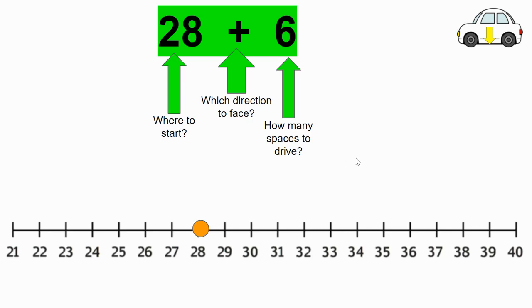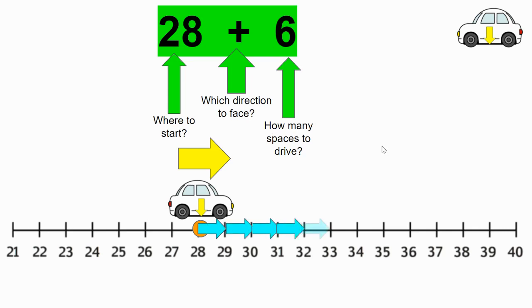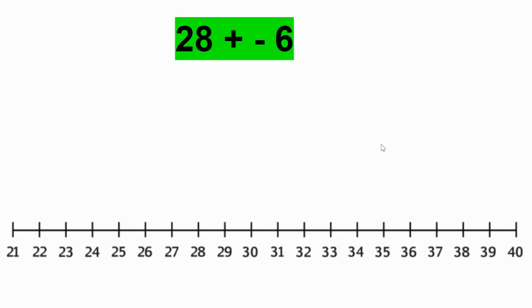Let's start at 28. The plus sign tells us we need to face our car towards the bigger numbers. And then 6 tells us we should drive 6 spaces. 1, 2, 3, 4, 5, 6. What did we end on? 34. Awesome. So let's apply this to integers.